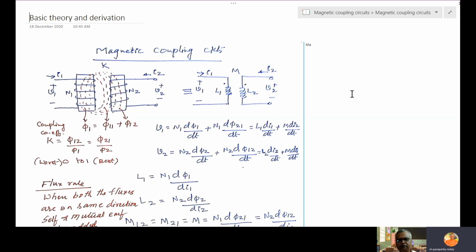Magnetic coupling circuits are important for one reason. Any topic we studied till now can be linked with magnetic coupling circuits. Theorems can be linked to this topic. Transient analysis can be linked. Two-port networks can be linked. Steady state analysis can be linked. Resonance can be linked. Construction of the power triangle can be linked. All the topics we studied till now can be linked to magnetic coupling circuits.